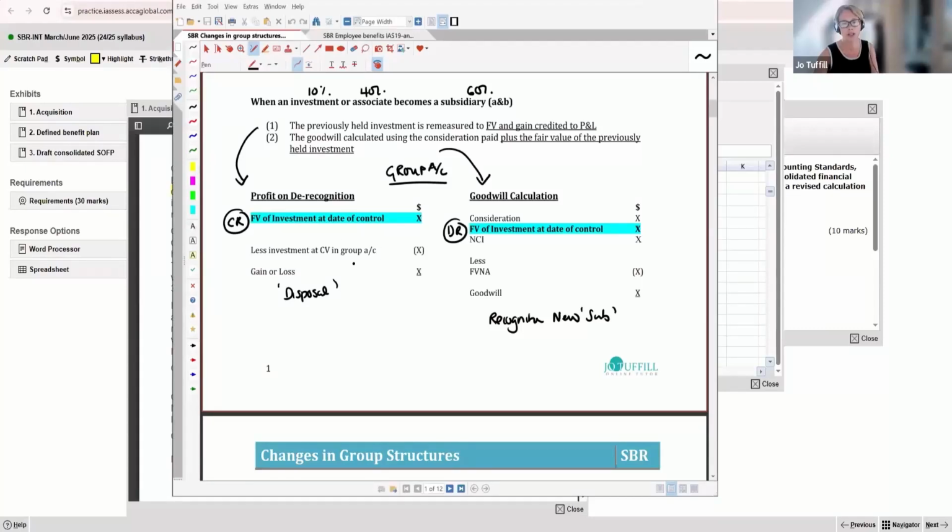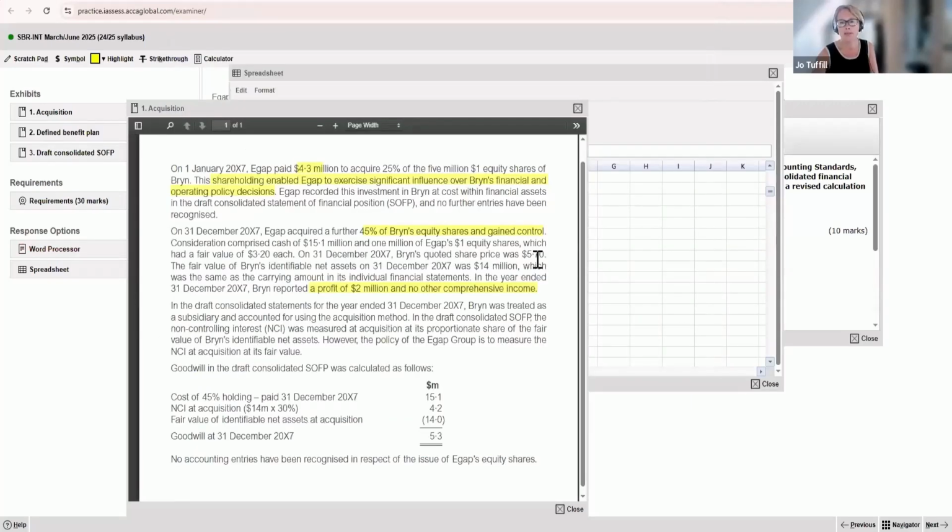Now, remember that we have changed that to be equity accounted. We then put the fair value of the investment, that 25%, in our goodwill calculation to be added to the rest of the consideration. We calculate NCI and we take off fair value of net assets, and that now gives us our goodwill. So that's what we're going to be doing now with this. They have given us a fair value of the Brins shares at 570. So I'm going to go to my spreadsheet and I'm now going to fair value it.